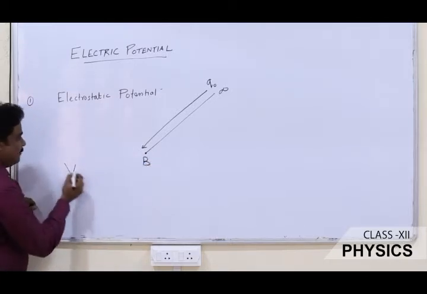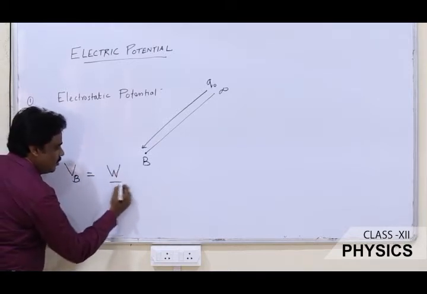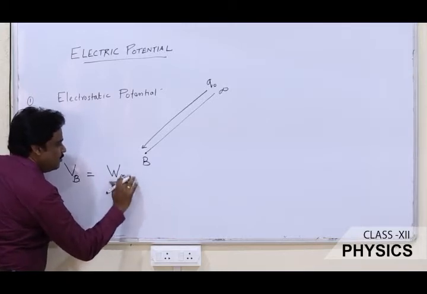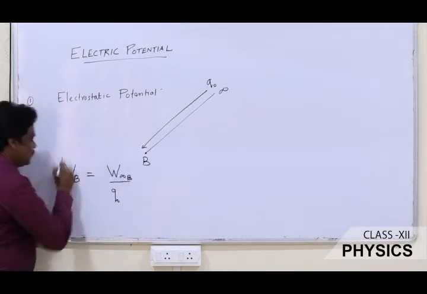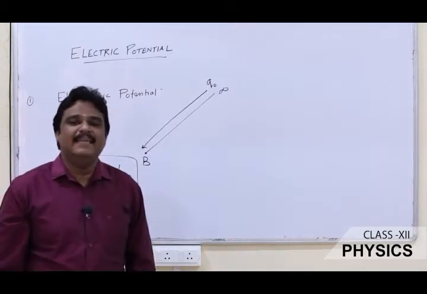So the potential at B can be defined as the amount of work done on the test charge Q naught in bringing it from infinity to B. We marked it as B. So the formula becomes VB is equal to W infinity B by Q naught.